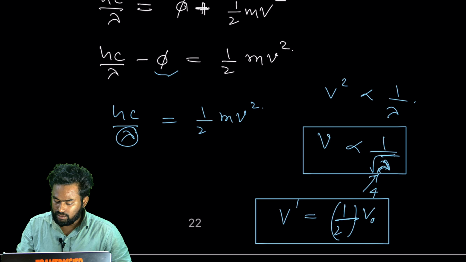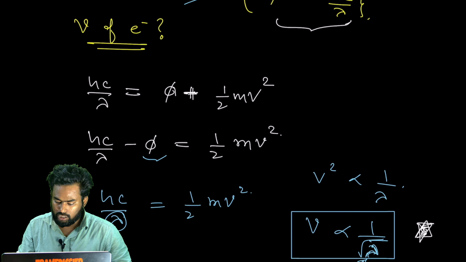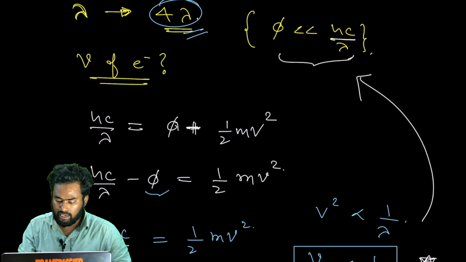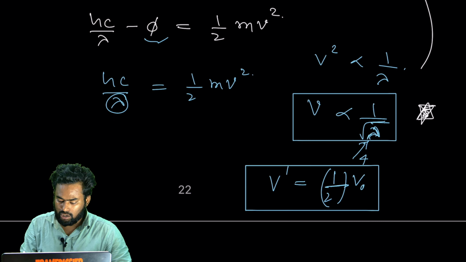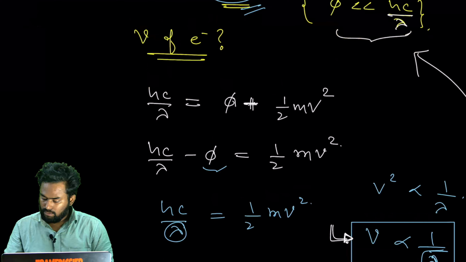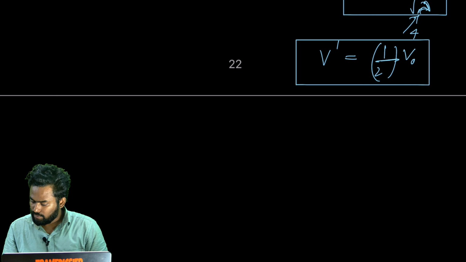Important, there is no direct proportionality like this. Okay, under this condition only we are solving, under this condition that phi is much less than hc by lambda naught. So you cannot use it for other different types of questions. Okay, moving towards the next question.